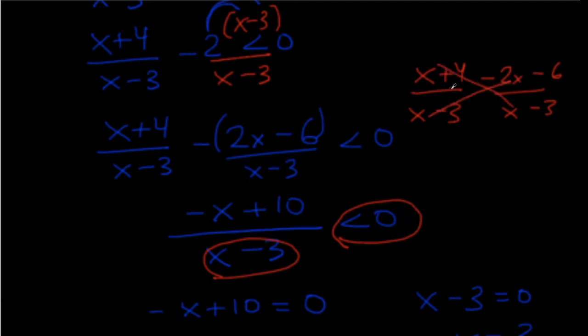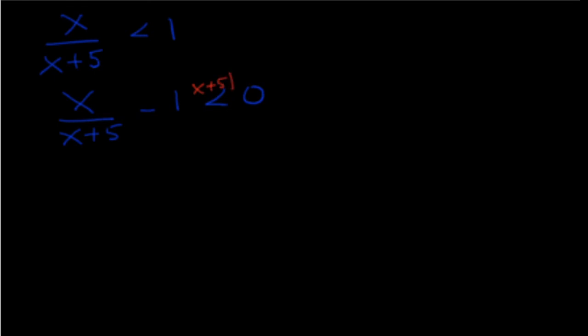Okay. Let's move on to a different one. We have x/(x + 5) less than 1. Let's bring the 1 over to the left to get x/(x + 5) - 1 less than 0. I'm going to multiply the 1 by (x + 5)/(x + 5), since that is the common denominator.